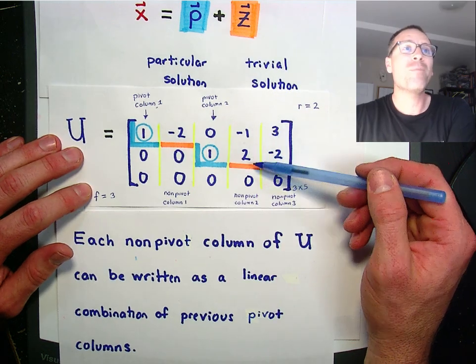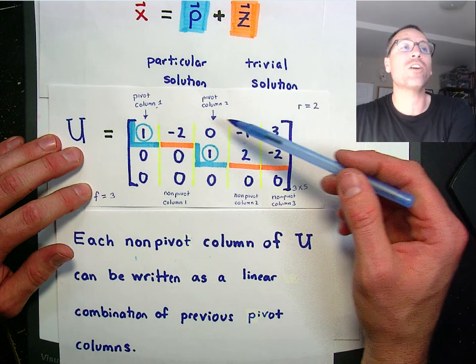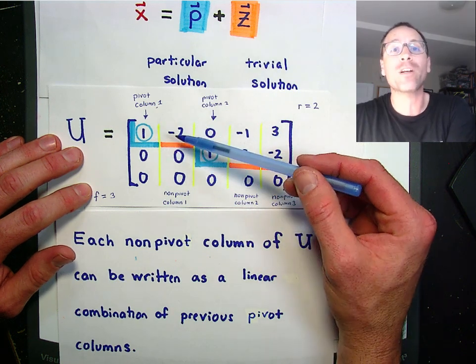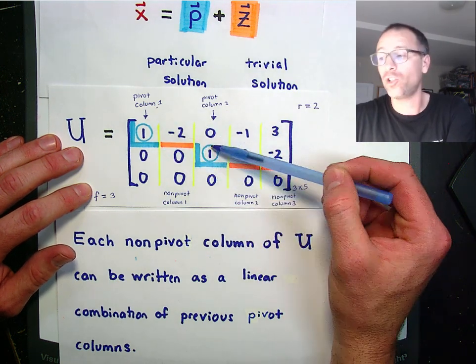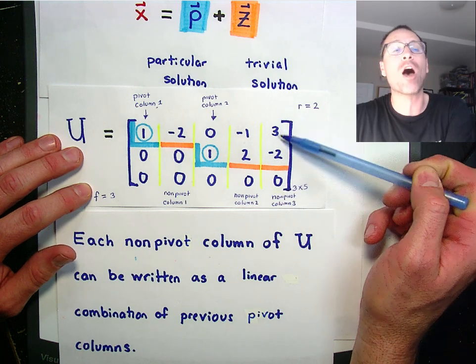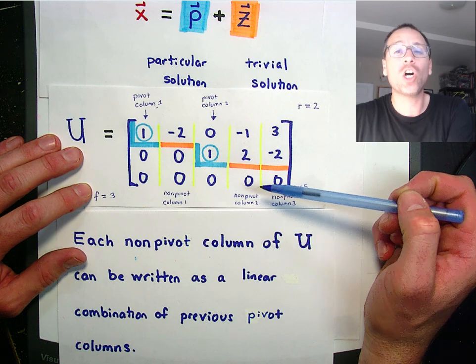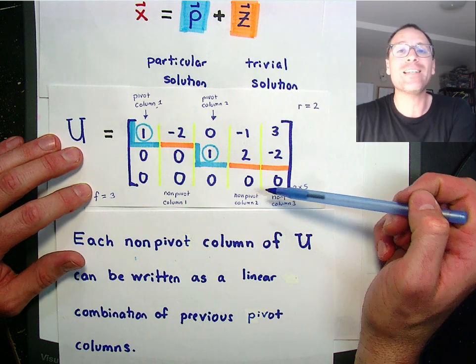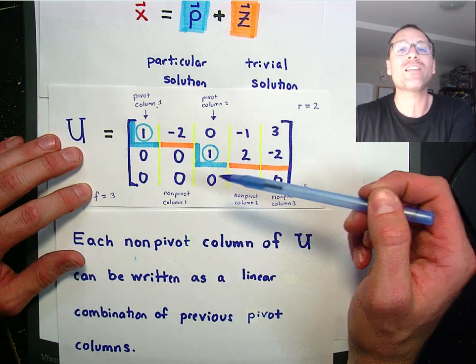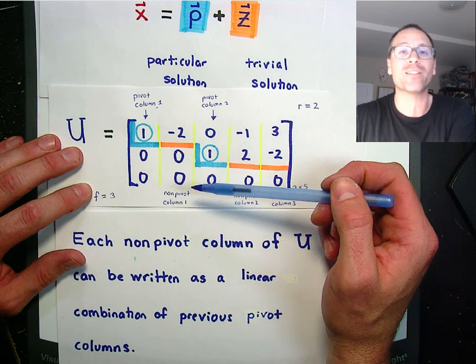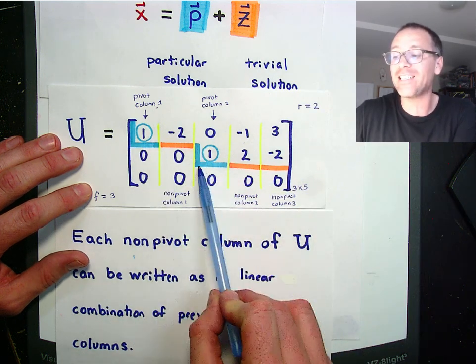Or non-pivot column 2 can be written as a linear combination of the previous pivot columns, pivot column 1 and 2. The same is true about non-pivot column 3. Each of the non-pivot columns encodes linear dependencies amongst the previous columns of that matrix. That's the benefit of that stair-step structure.